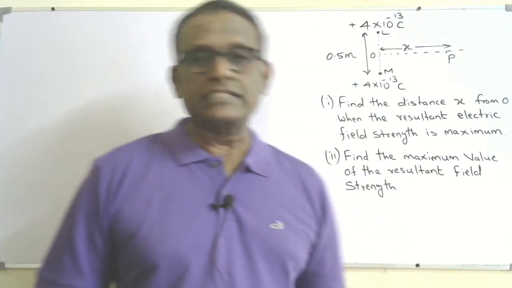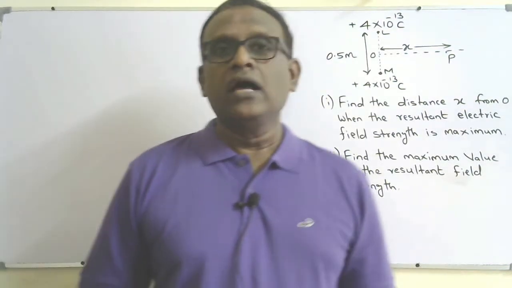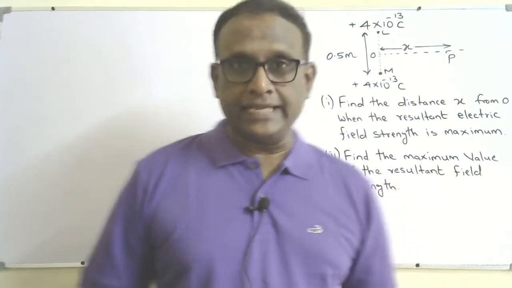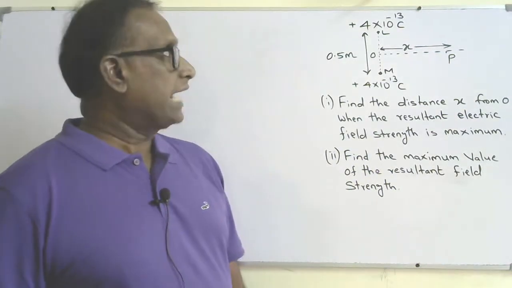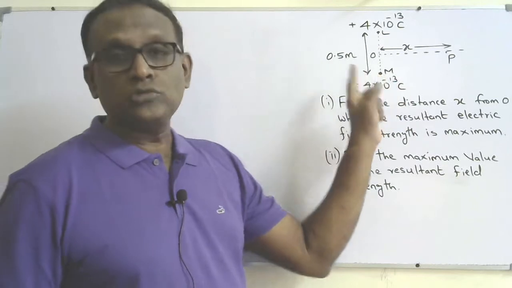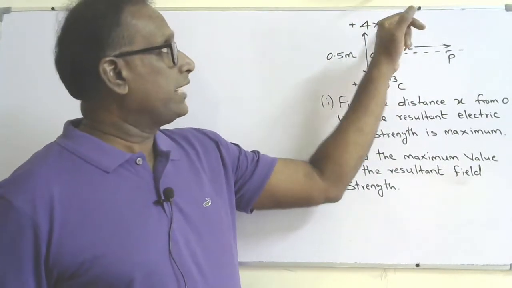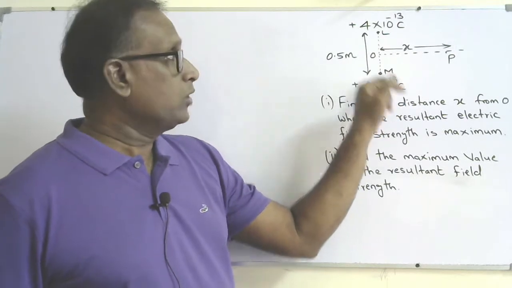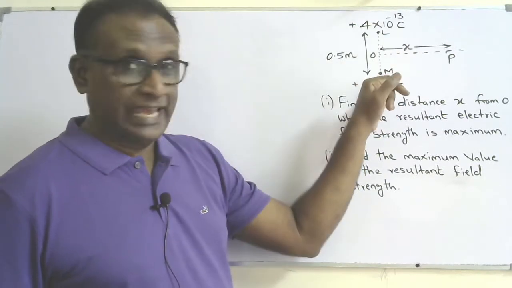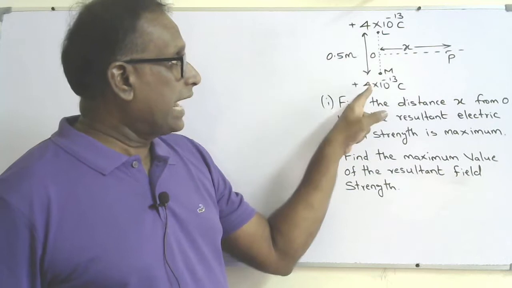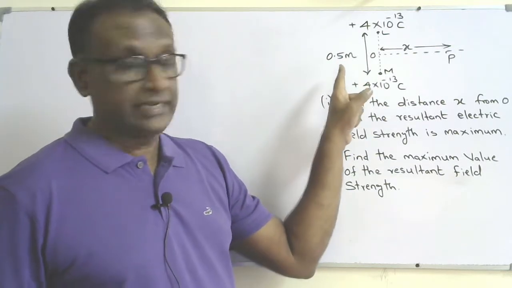Hi, in this video I'm discussing a question in electric field based on mathematics. In this question, at two points L and M, two point charges are kept, each of them carrying a charge of 4 times 10 to the power minus 13 coulomb. O is the center of LM, and the distance between L and M is 0.5 meters.